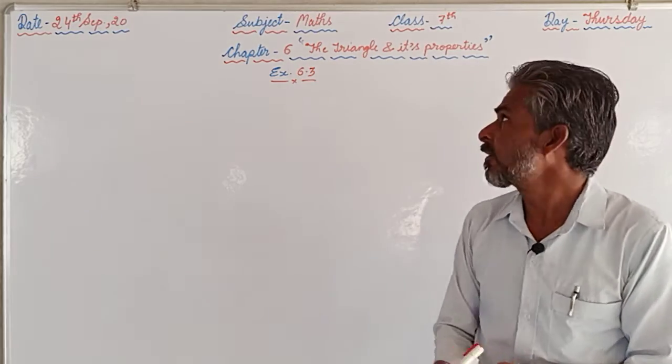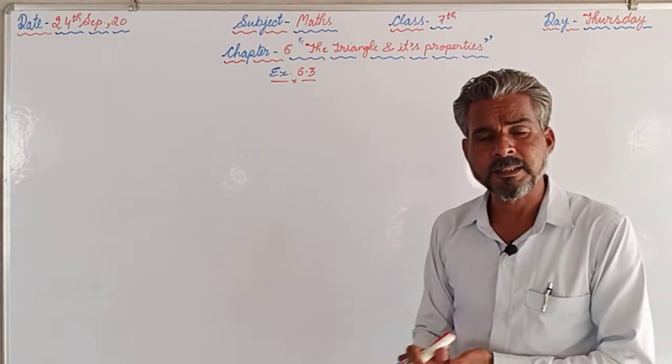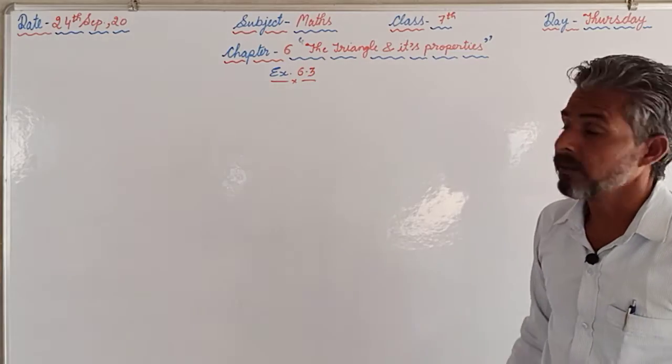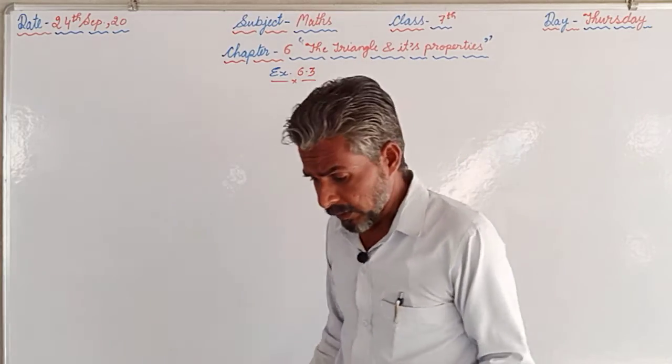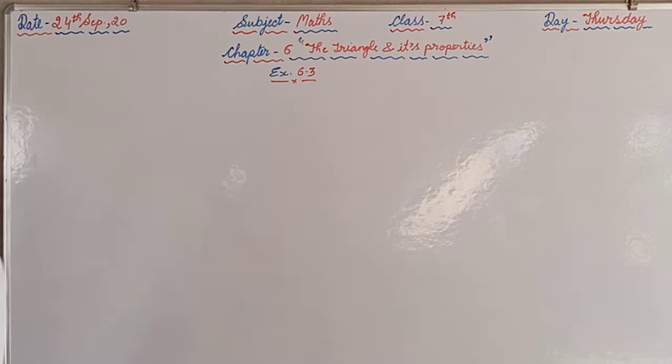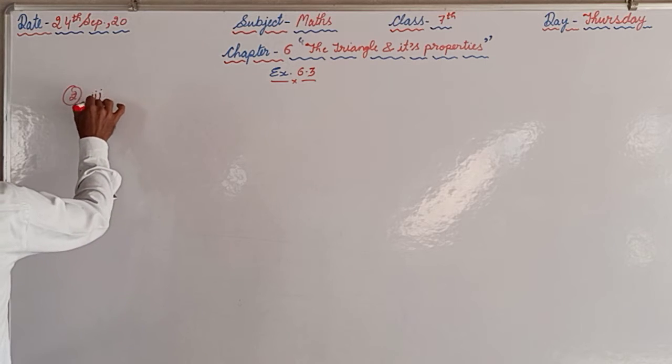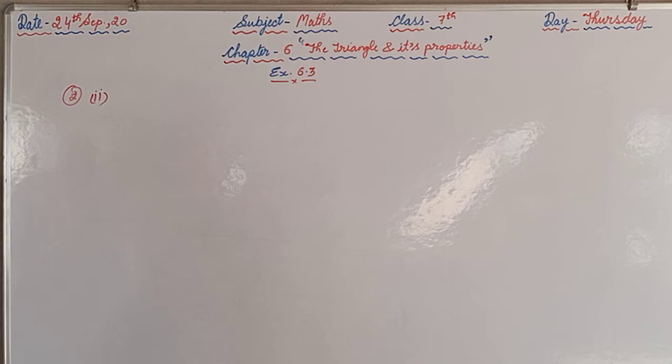This video is for class 7th and the subject is maths, and we are continuing the same chapter, that is chapter number 6, and the name of the chapter is triangle and its properties. So yesterday we were proceeding with exercise 6.3, question number 2, the first part we have completed. So we will start with the second part of question number 2.